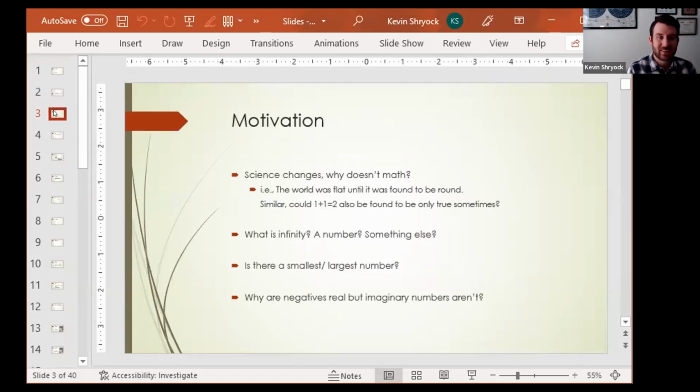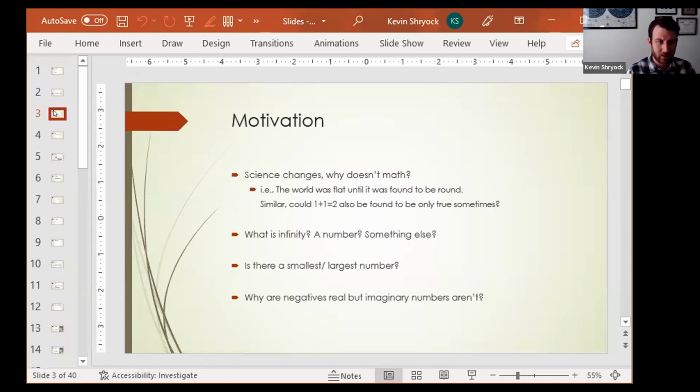So let's talk a little bit. We've got science. We said that science changes and math does not change, right? In other words, we're not going to figure out that 1 + 1 = 2 only sometimes. And we've got to figure out why that is. What about infinity? I've heard infinity is not a number. I've heard that from a bunch of different people. But if you Google infinity, it comes up as a number, it's in the definition. It's called a transfinite number. So it is absolutely a number.